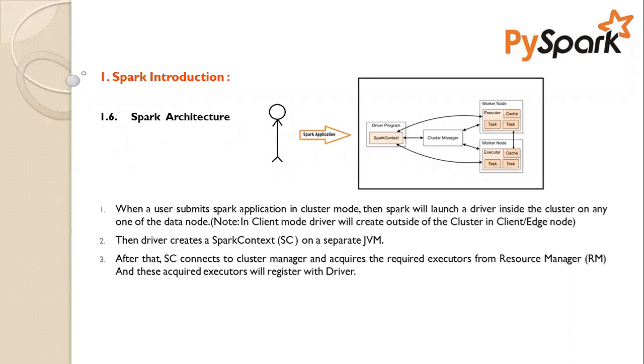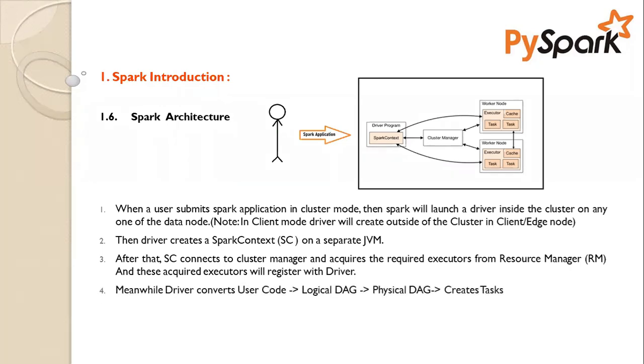Then when the Spark context acquires the number of executors, those executors will immediately be registered with the driver. Only then does the driver come to know how many executors are working. So all the executors assigned for this application will be registered with the driver. That is the third step.